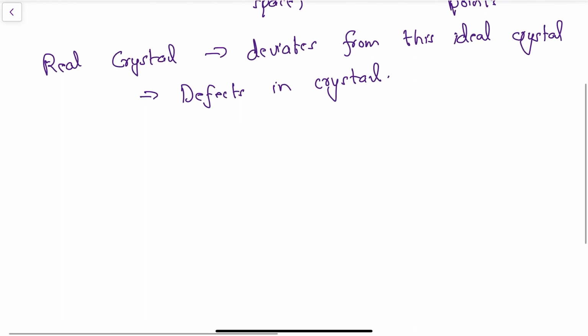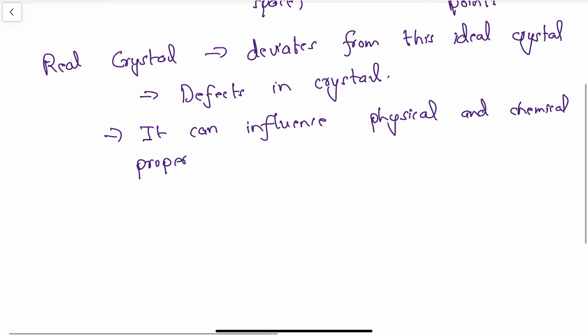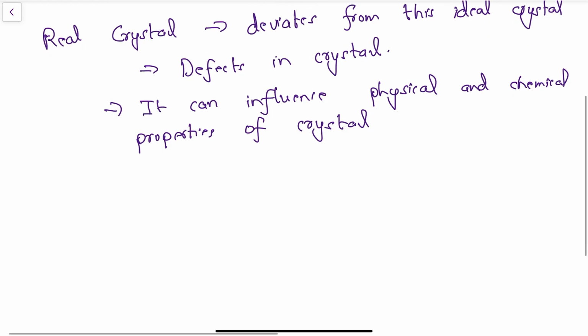So these defects can influence the physical and chemical properties of crystal. So that is why it is very important. You cannot make a crystal without defects. So crystal defects are unavoidable.